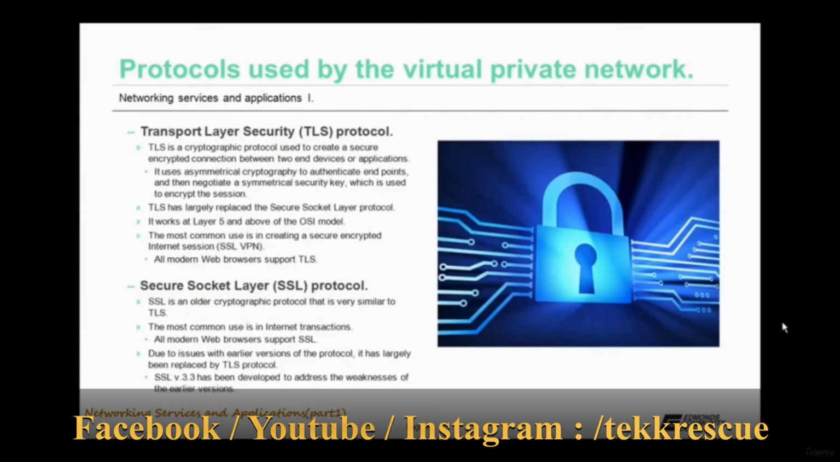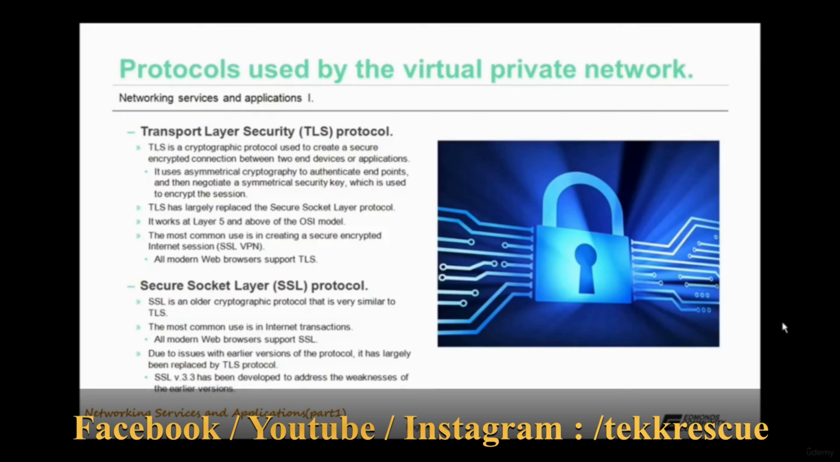Transport Layer Security is another common VPN protocol. TLS is a cryptographic protocol used to create a secure encrypted connection between two end devices or applications. It uses asymmetrical cryptography to authenticate endpoints and then negotiates a symmetrical security key, which is used to encrypt the session. TLS has largely replaced its cousin, Secure Socket Layer Protocol, and TLS works at layer 5 and above of the OSI model. Its most common usage is in creating a secure encrypted internet session, or SSL VPN. All modern web browsers support TLS.